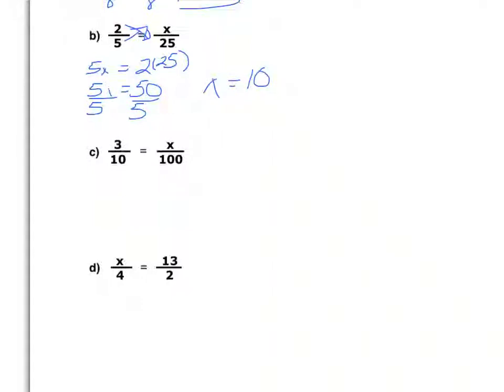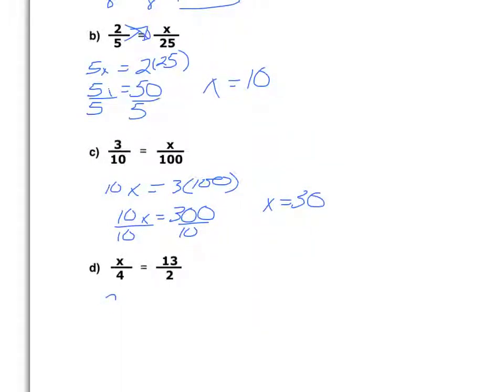Okay, next one here, I get 10x equals 3 times 100. Again, I'm just showing all the steps. You guys can shorten this up. You know how to do this stuff. If you see 3 times 100 and you just write 300, that's fine. So I'm going to go ahead and solve here. 300 divided by 10, I get x is equal to 30.